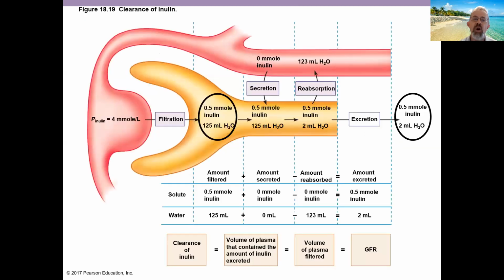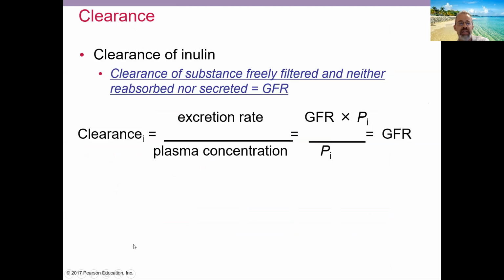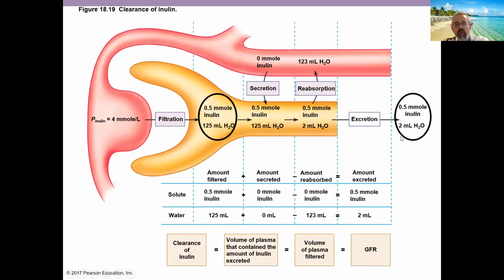All right. So if we take a look here, we start off with 0.5 millimole of inulin. That's the filtration rate, the GFR. And we end up excreting 0.5 millimole of inulin. So that's basically what we're talking about. So the clearance of inulin is exactly the same as the GFR. That's one way to look at it. So inulin clearance equals GFR. What goes in is exactly what is cleared, what goes out.